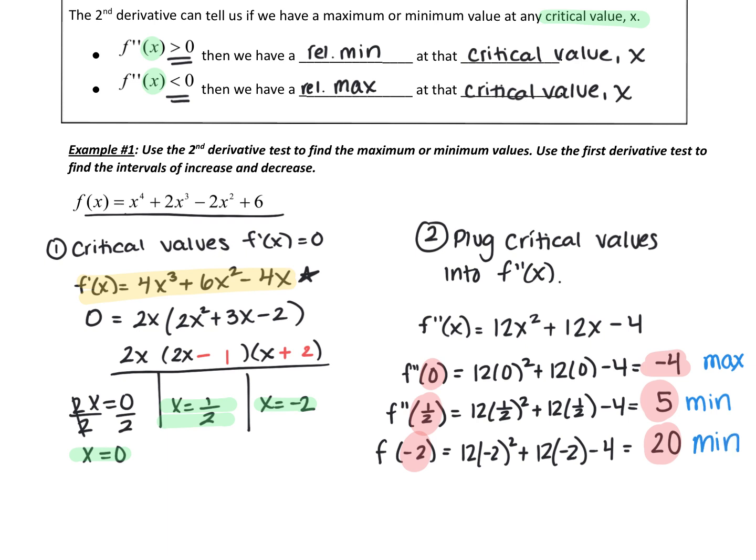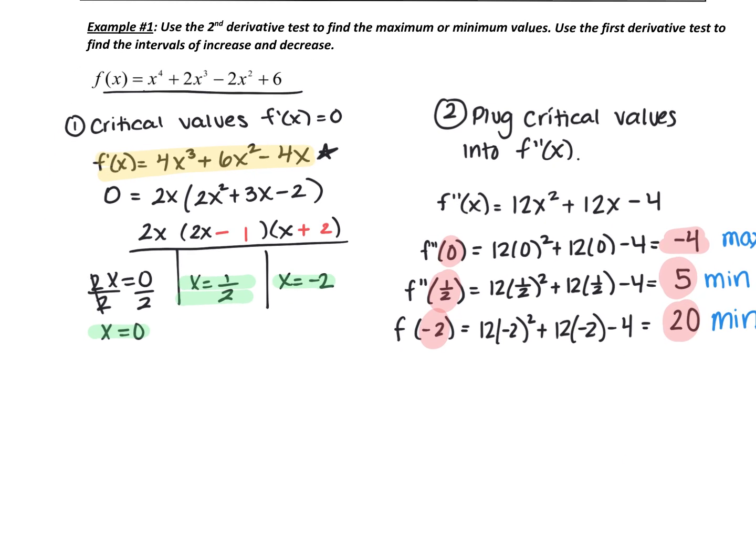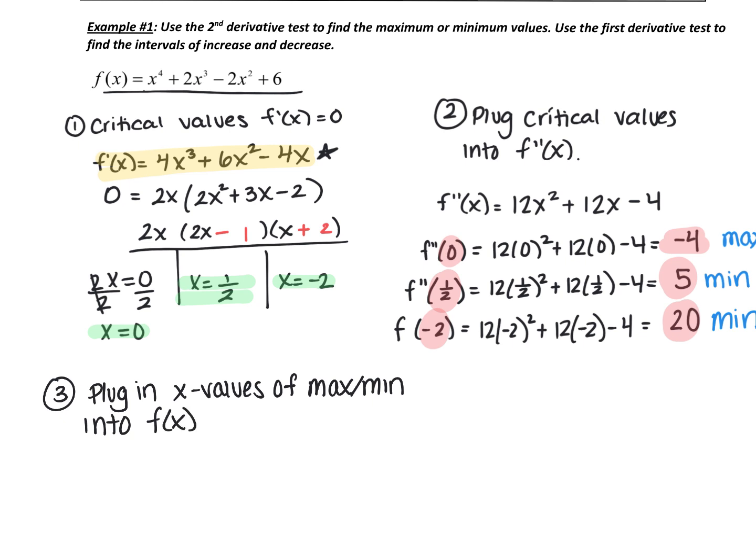So I want to find the actual values for the minimum. So step 3, to find the minimum values or maximum values, plug in the x values of max and min into the original function, so into f of x. Whenever you're trying to find something about the original function, you're always going to plug into that original function.